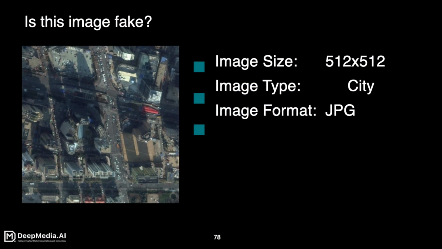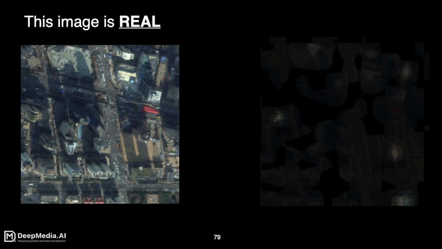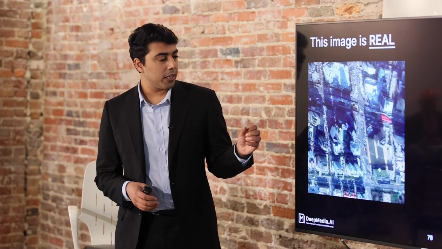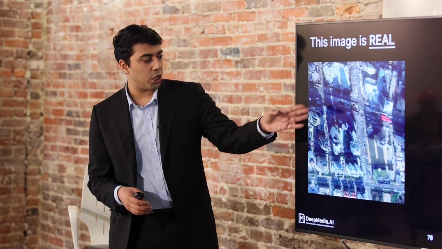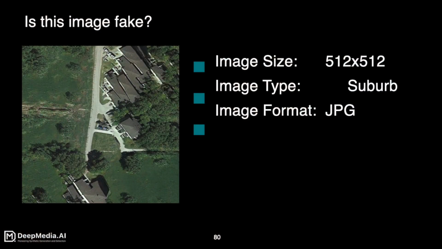Now, this was a hard one for our detectors to pick up because a large part of our data sets and our synthetic data sets actually come from images that look very similar to this. But we could see that the interaction of the shadows and the buildings really gave our detectors the clue that this was in fact a real image.